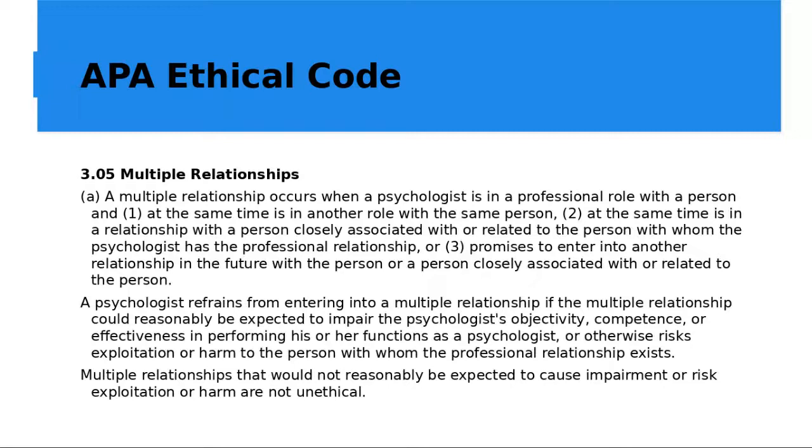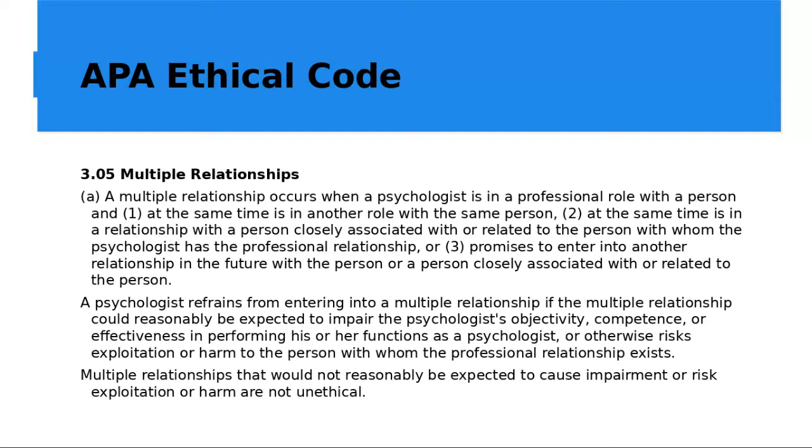Two, at the same time, is in a relationship with a person closely associated with or related to the person with whom the psychologist has a professional relationship. So this means having a relationship with somebody who is related to or close to your client is also a multiple relationship. So dating one of your client's friends or relatives, having your client's wife as your hairdresser, these types of relationships with people who are close to your client are also multiple relationships.